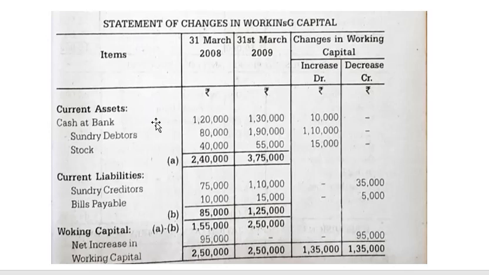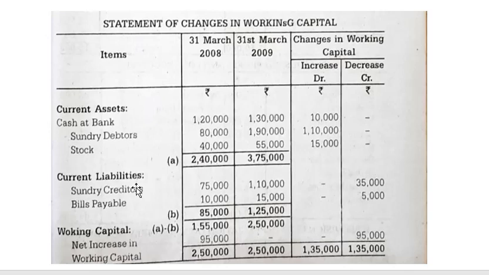See current assets. As I have explained in the problem itself, all the current assets you have to enter and write the amount as it is. If there is an increase, write the difference in the increase side. If there is a decrease, write the difference in the decrease side. In all these items there is an increase, so write the difference in the increase side. Now total both the sides.